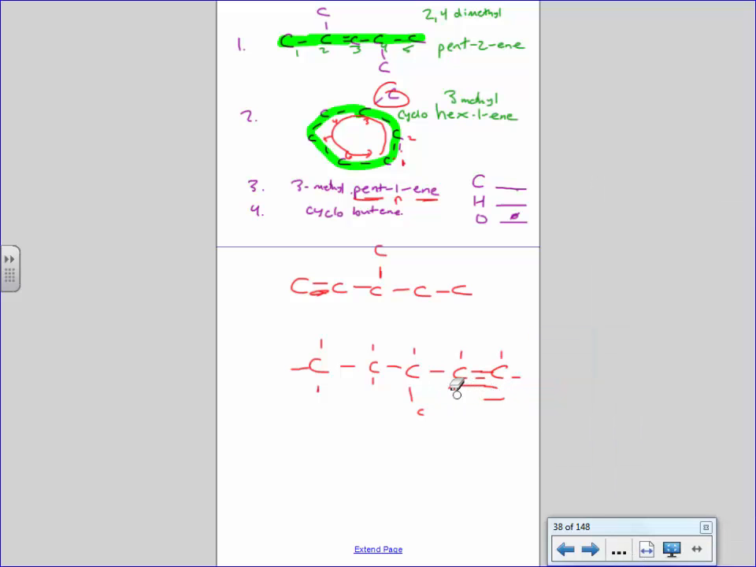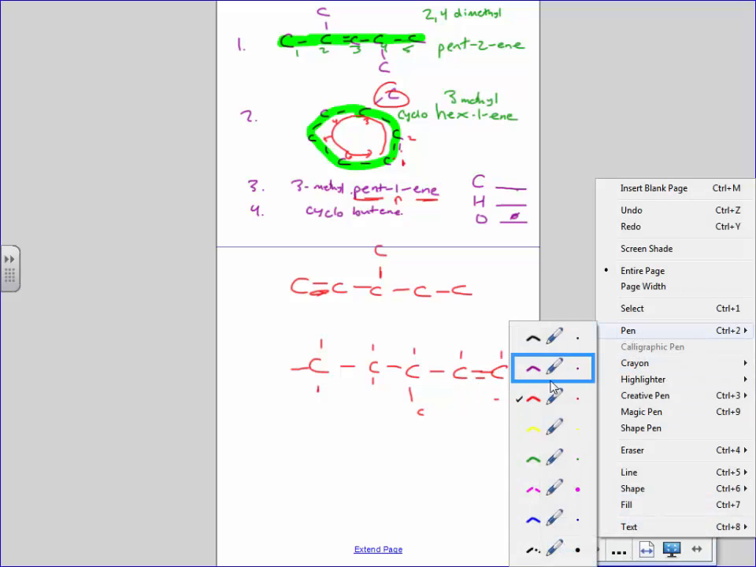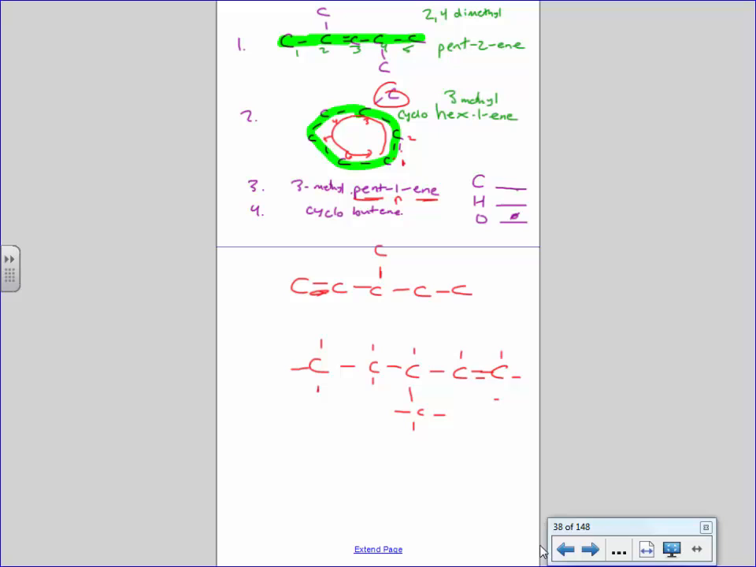And then don't forget about this bottom carbon though. It also has some hydrogens. So it needs 1, 2, 3 hydrogens there. So if I were to add it all up, it looks like I need 6 carbons. And then 1, 2, 3, 4, 5, 6, 7, 8, 9. No, that one's not there. 1, 2, 3, 4, 5, 6, 7, 8, 9, 10, 11, 12. Makes sense?